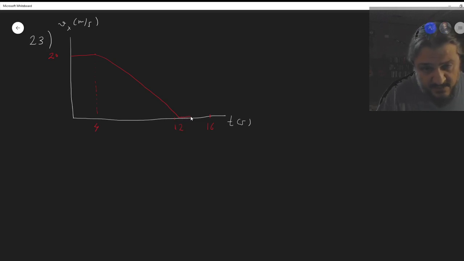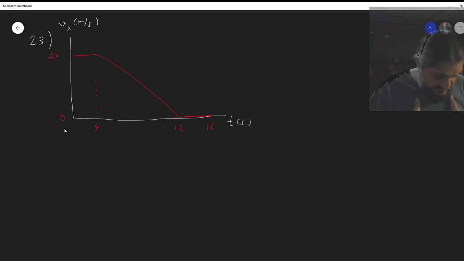And after 12, I see a horizontal line here. What does it mean? It means the velocity is 0, okay? I mean, the car is not in motion at all. Velocity 0 means it stopped, okay? But time keeps running, so that's why it's included in the picture. Okay, so that's the picture here.